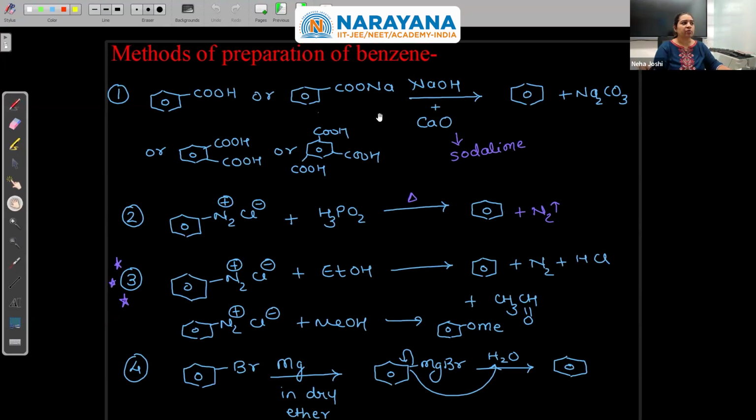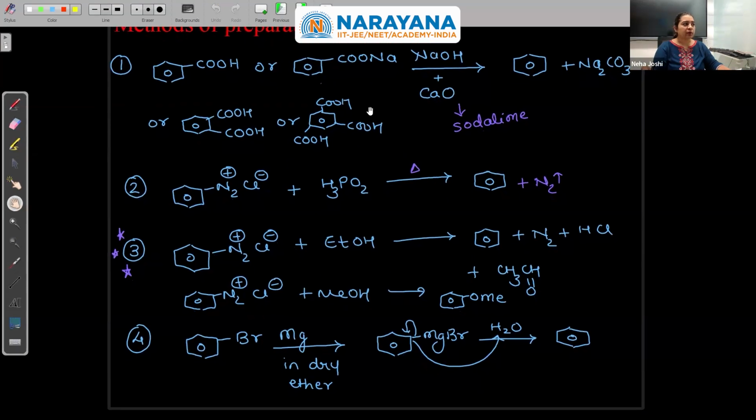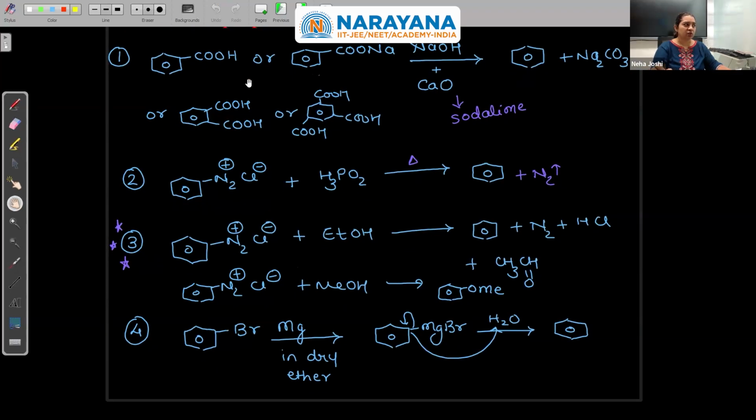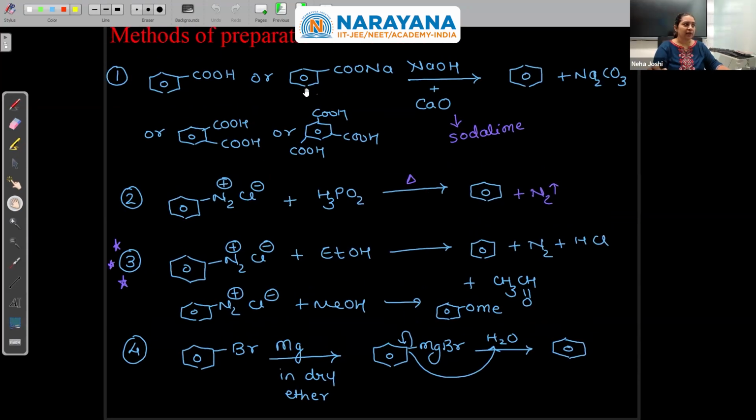Let's revise the methods of preparation of benzene. How we can prepare benzene? First and foremost, of course, is starting with soda lime. You can have either the benzoic acid or you can have the sodium benzoate. You can have more number of COOH also, like phthalic acid or isophthalic acid. Any one could be taken, and when this is treated with soda lime, right? This is soda lime, NaOH plus CaO. We did this day before yesterday in alkanes. This is soda lime. Then we get benzene.